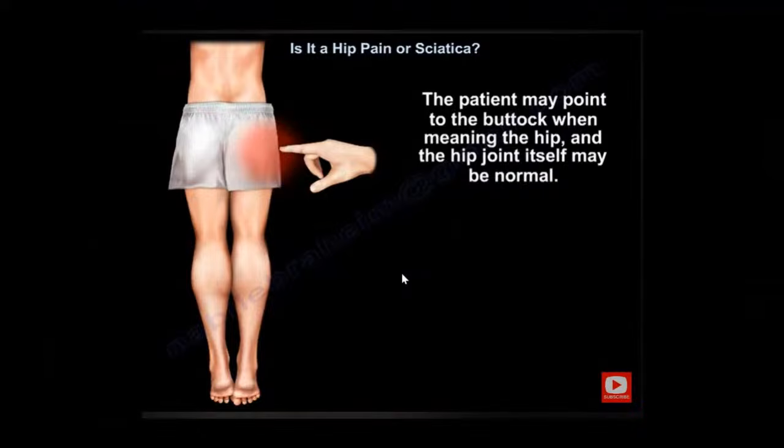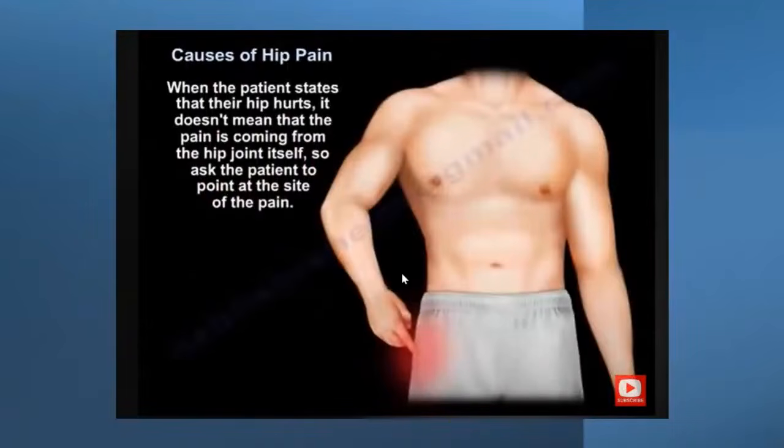Another problem you have is the patient may tell you, I have hip pain. The patient may be pointing at the buttock and saying it is hip pain. The hip itself may be normal. So when the patient states that I have a hip problem or my hip hurts, it doesn't mean the pain is coming from the hip joint itself. So ask the patient to point to the site of the pain.